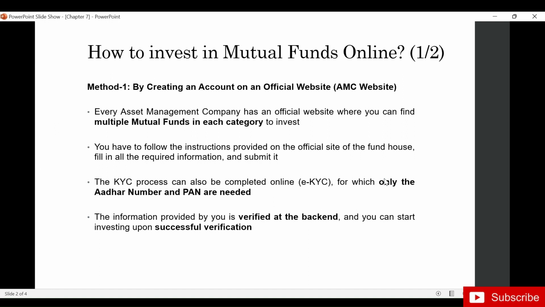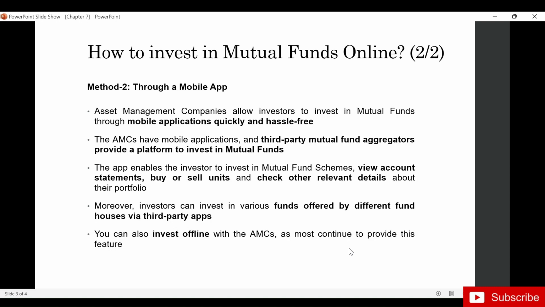So an investor just has to follow the instructions provided on the official site and fill in the required information, whatever is asked by the AMC, and submit it. Here the KYC process can be completed online, and for the KYC only the Aadhaar number and PAN number are needed. Once you have provided all the information, it is verified at the back end and it takes some time, which varies from AMC to AMC, and then you can start investing once the verification is successful.